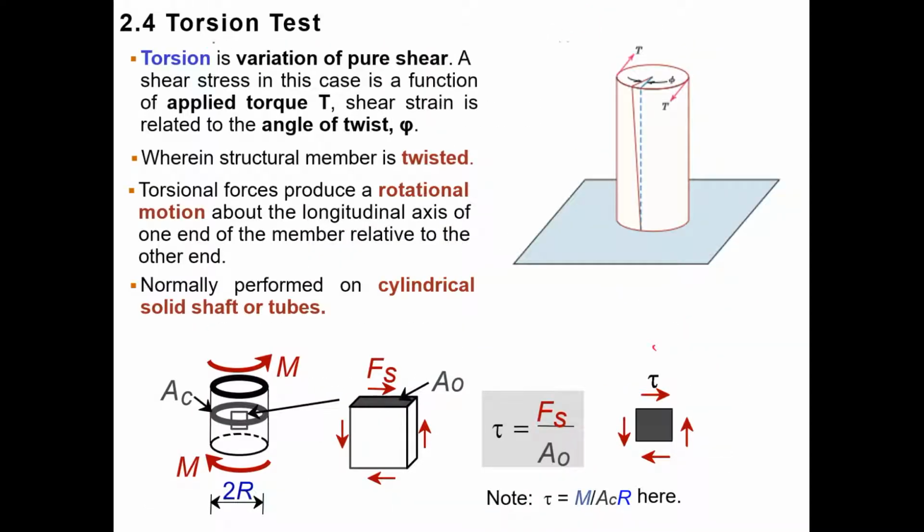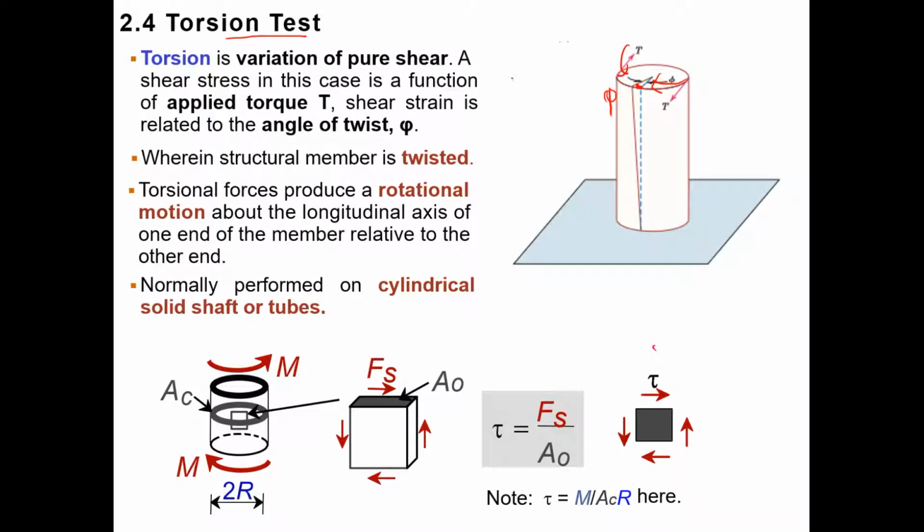Now we go to the torsion test. Like I mentioned previously, in the torsion test, we are trying to twist the material. And once we twist the material, we have this kind of angle. This angle, we call the angle of twist, denoted as phi.